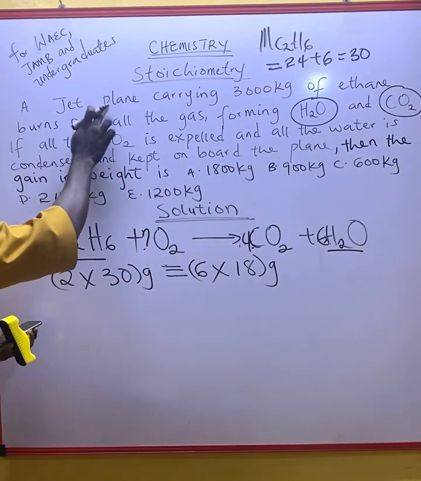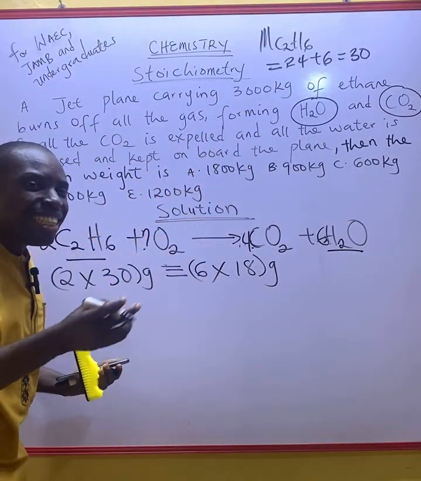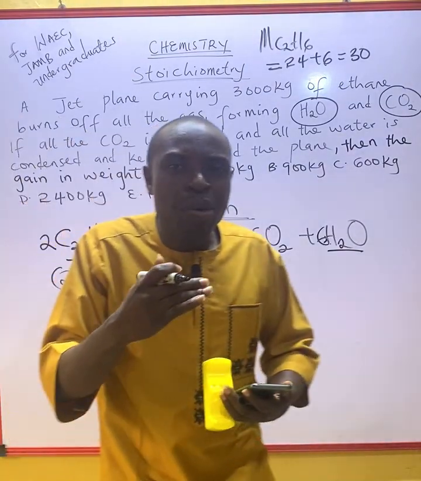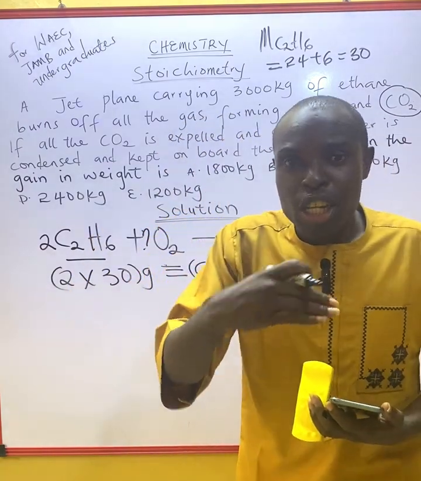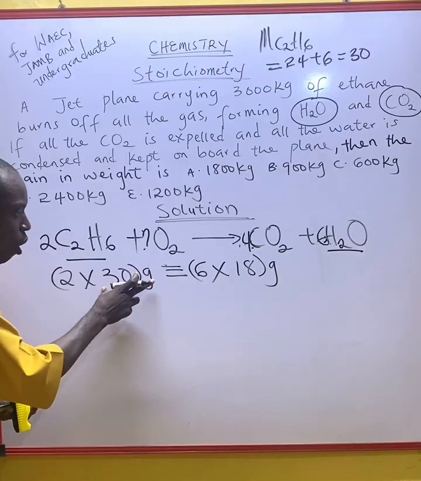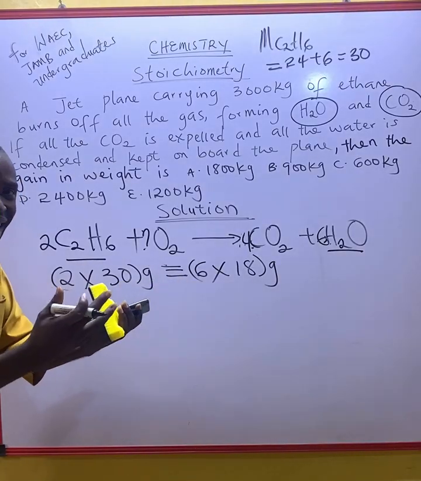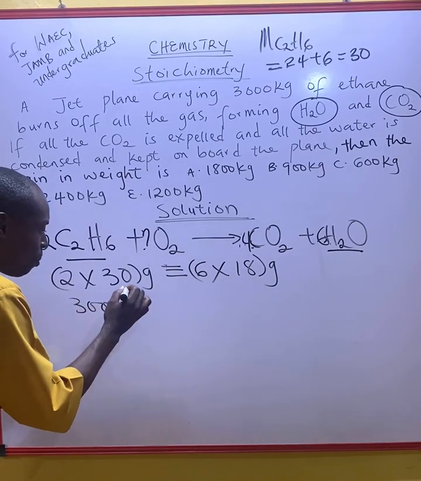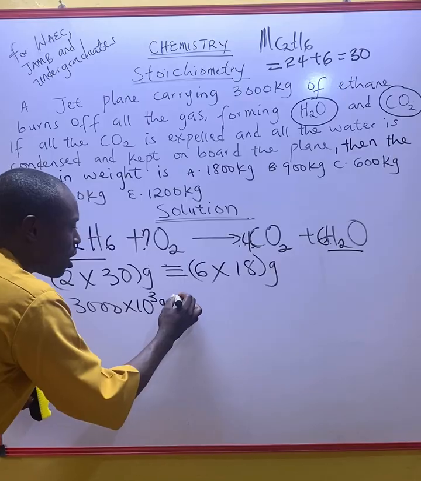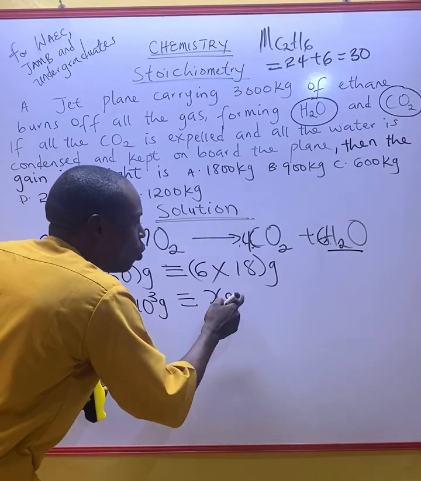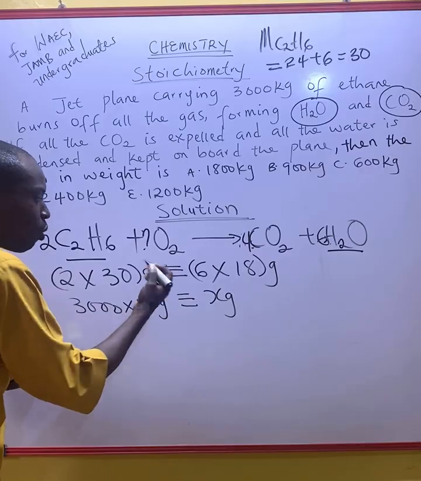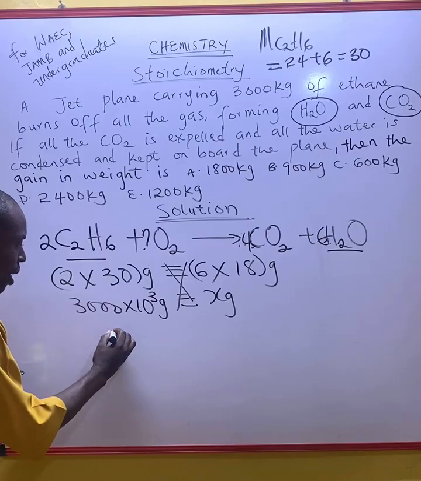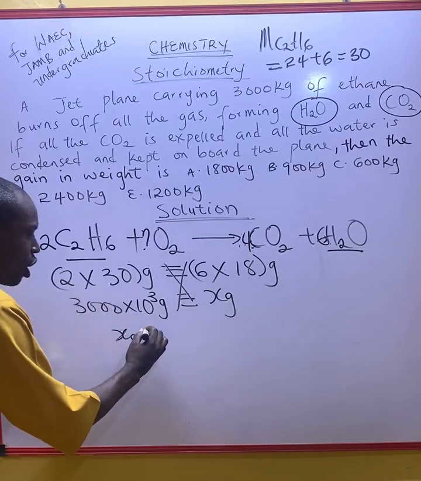Now they said a jet plane carrying 3,000 kilograms, meaning the given quantity there is 3,000 kilograms, which must be converted to gram so that both of what you have in here can be the same in terms of their units. So here becomes 3,000 multiplied by 10 raised to power 3 grams. What is the unknown of the water first? So what do you do? You just cross multiply.